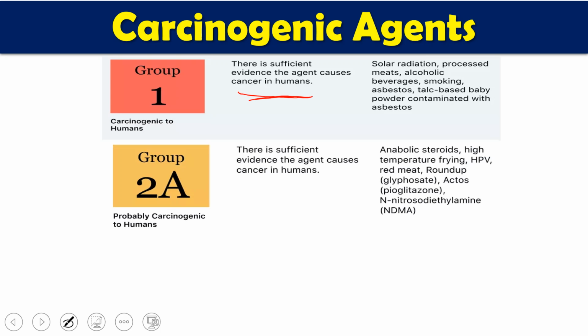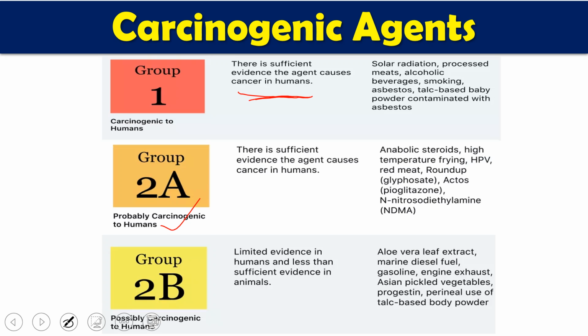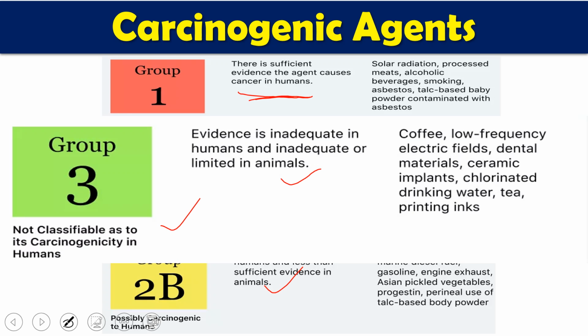The second group has 2A and 2B. 2A is probably carcinogenic to humans, and 2B is possibly carcinogenic to humans. In group one there is sufficient evidence that the agent causes cancer in humans; here limited evidence is there. So these are the different examples. And the third group, number three, that is the fourth group, is not classifiable as to carcinogenicity to humans.